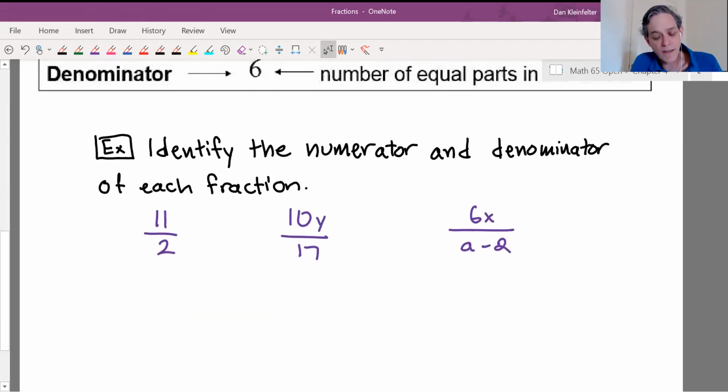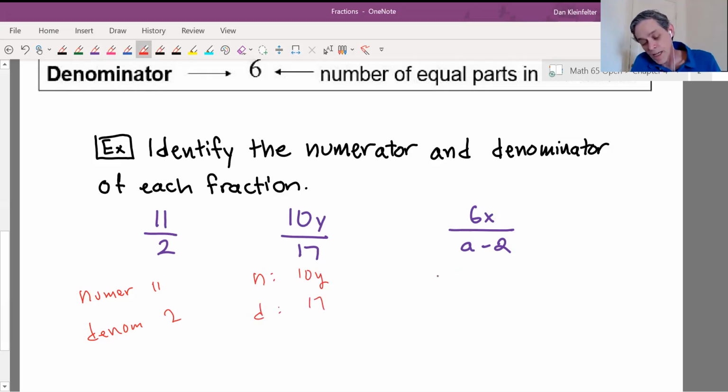Okay, just to practice a little bit with numerator and denominator, we want to identify the numerator and denominator for each fraction. So in the first case, the numerator is 11, and the denominator is 2. For the second one, the numerator is 10y. The denominator is 17. In the last case, the numerator is 6x, and the denominator is a minus 2.